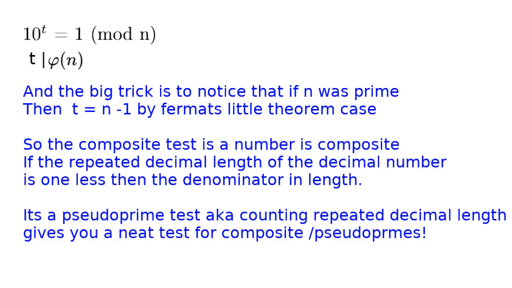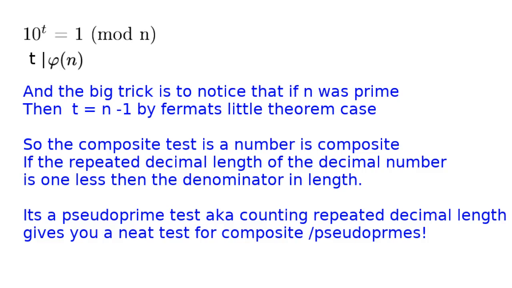So the composite test is basically to check whether the repeat length of your decimal number is 1 less than the denominator's value. So this is like a pseudoprime test. It's a composite test. It's not a full prime test where it rules out every prime. God, no. Wish it was, but it doesn't.